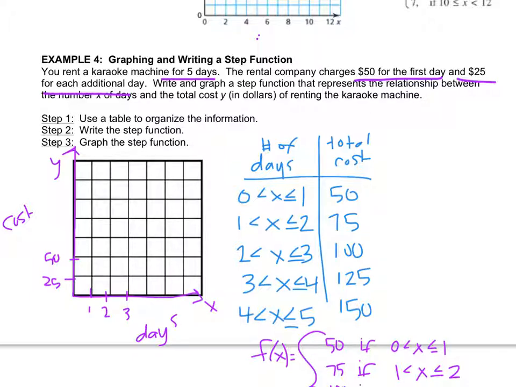So open circle, closed circle. Let me change colors. That's really big. And then I just do the same thing. It's going to be an open circle at 175 all the way to a closed circle at 275, and then you just repeat for 5 total days. 1, 2, 3, 4, 5.